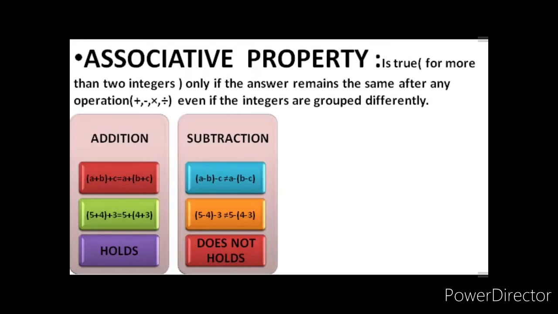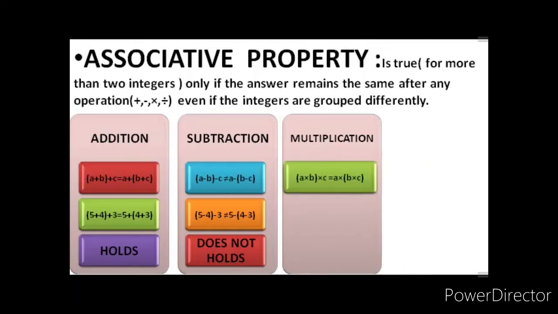Multiplication. The answer remains the same if the integers are grouped differently. That is, (a × b) × c is equal to a × (b × c). For example, (5 × 4) × 3 is equal to 5 × (4 × 3). Thus, the associative property holds true for multiplication.